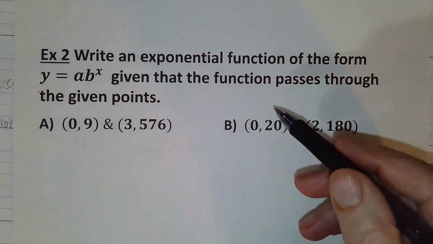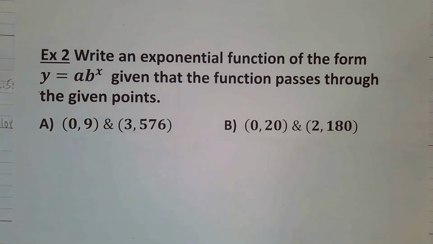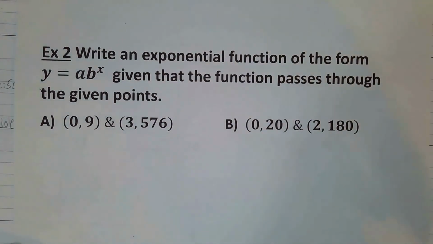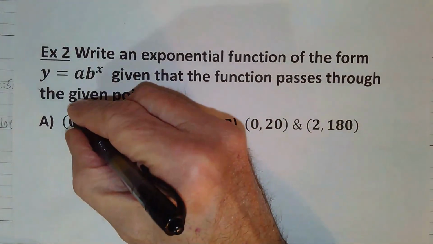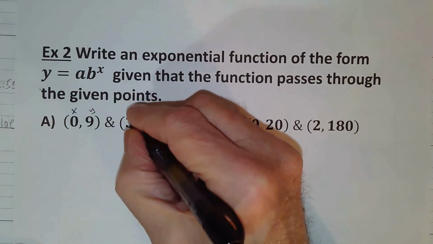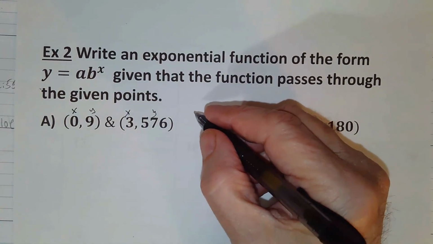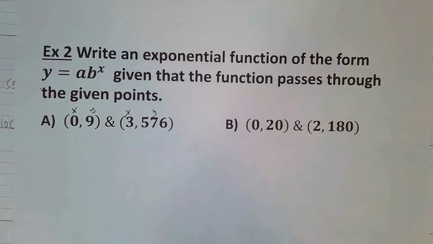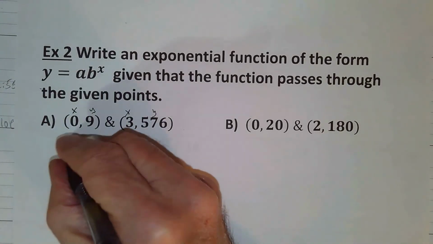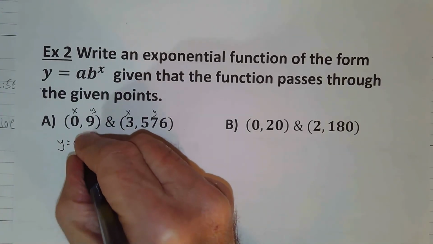Okay, so now we want to write an exponential function of the form y equals a times b to the x, given that the function passes through the given points. You have to remember what these points represent. They're x and y coordinates. So this is x, this is y, this is x, this is y. What we're going to do is set these up as systems of equations. So let's start with over here, y equals a times b to the x.